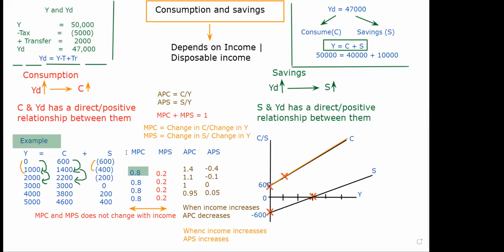So I'm repeating, MPC and MPS do not change with income, right? APC, when income increases, it is decreasing. Opposite, when the income is decreasing. APS, when income is increasing, is increasing. APC, as your income increases, it falls. APS, as your income increases, it also increases. Hoping you all have learned this somewhere, and this was a recap of whatever you learned.